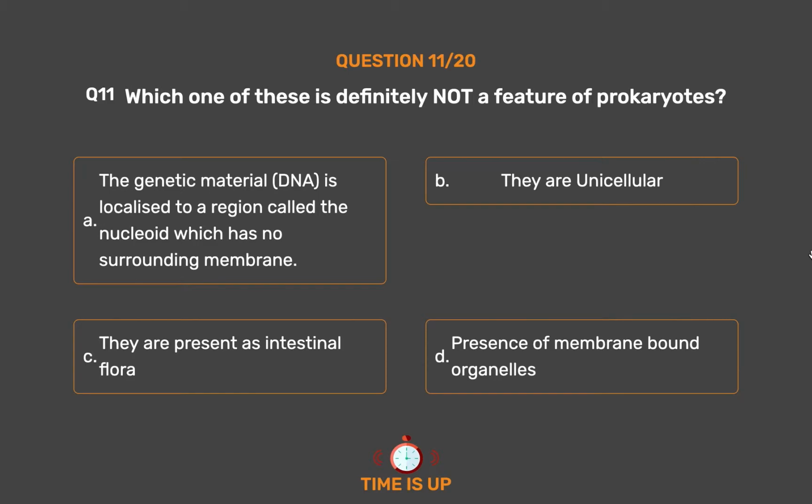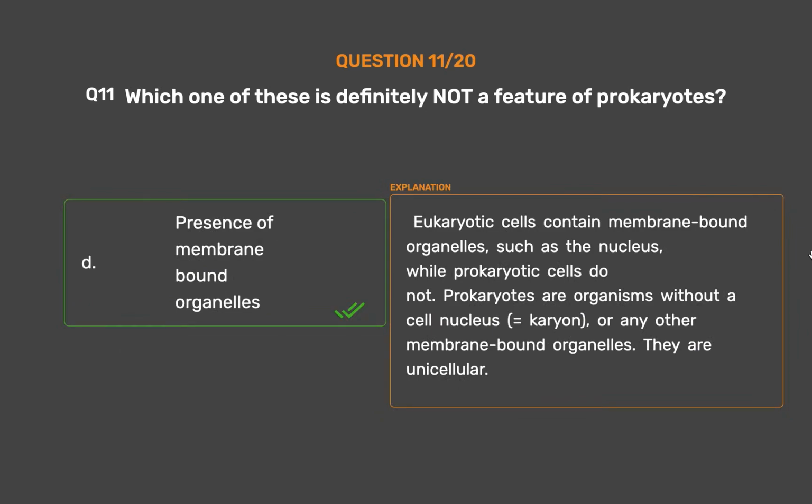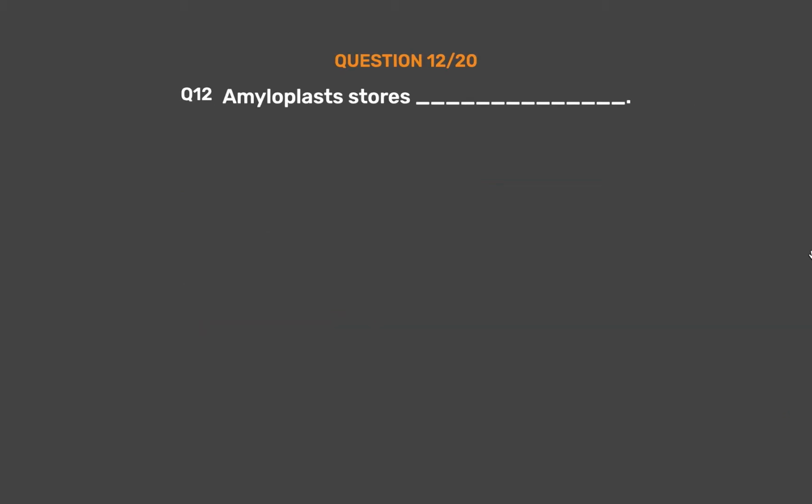The correct answer is Option D. Presence of membrane-bound organelles. Eukaryotic cells contain membrane-bound organelles, such as the nucleus, while prokaryotic cells do not. Prokaryotes are organisms without a cell nucleus (karyo) or any other membrane-bound organelles. They are unicellular.